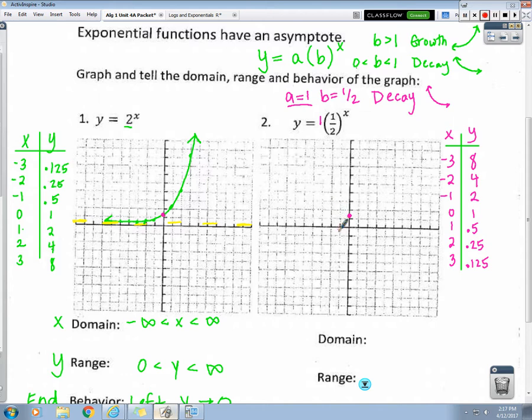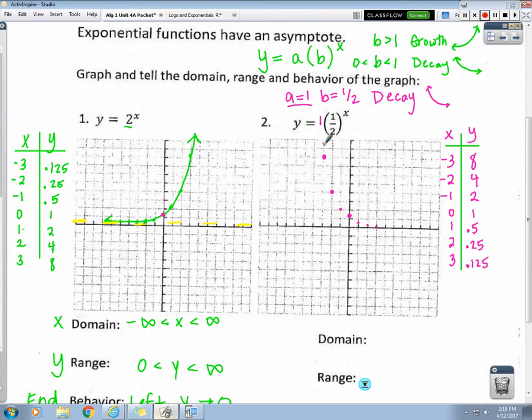-3, 8 would be left 3 up 8. -2, 4 would be left 2 up 4. -1, 2 would be left 1 up 2. 0, 1 would just be up 1, which I already knew there was going to be a point there because the a value, the starting value, was 1. 1, 0.5 would be right 1 up a half a block. 2, 0.25 would be right 2 up a quarter of a block. And 3, 0.125 will be right 3 up an eighth of a block, which you're barely going to be able to distinguish from the quarter because of the space we have.